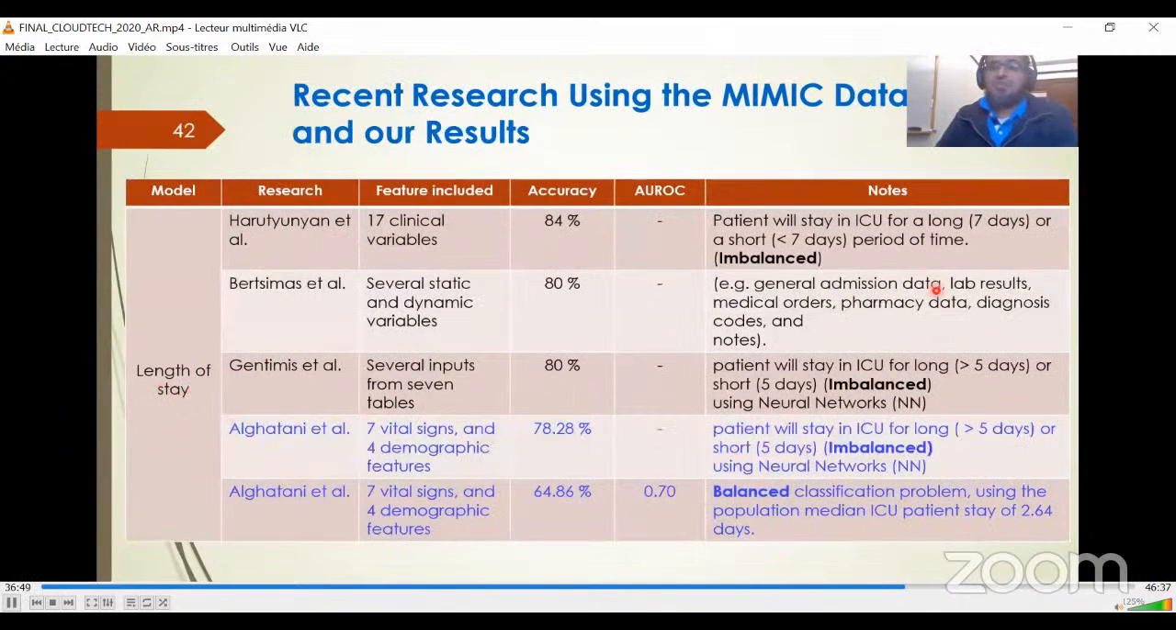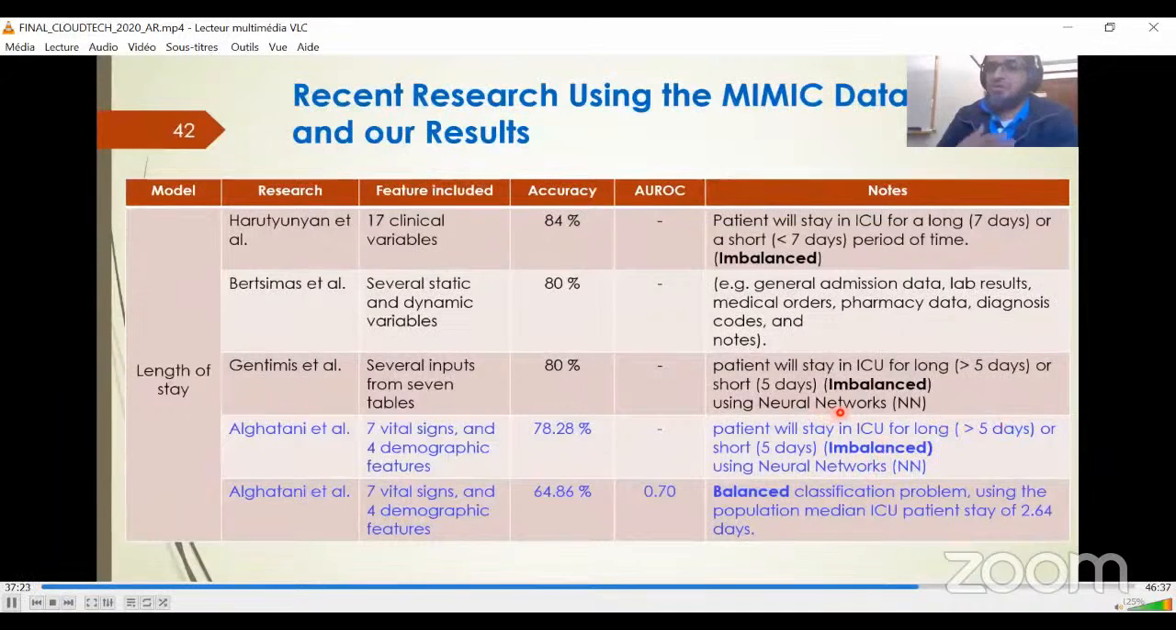In the length of stay model, they are not using balance. I haven't seen any research using balance because our target was 2.64 days, but they are using a different target. For example, here it's 7, here it's 5, and they got good accuracy compared to our accuracy. However, I tried to make a similar setup with this, and it didn't work. By changing the target day to 5, here we will have an imbalanced classification problem.